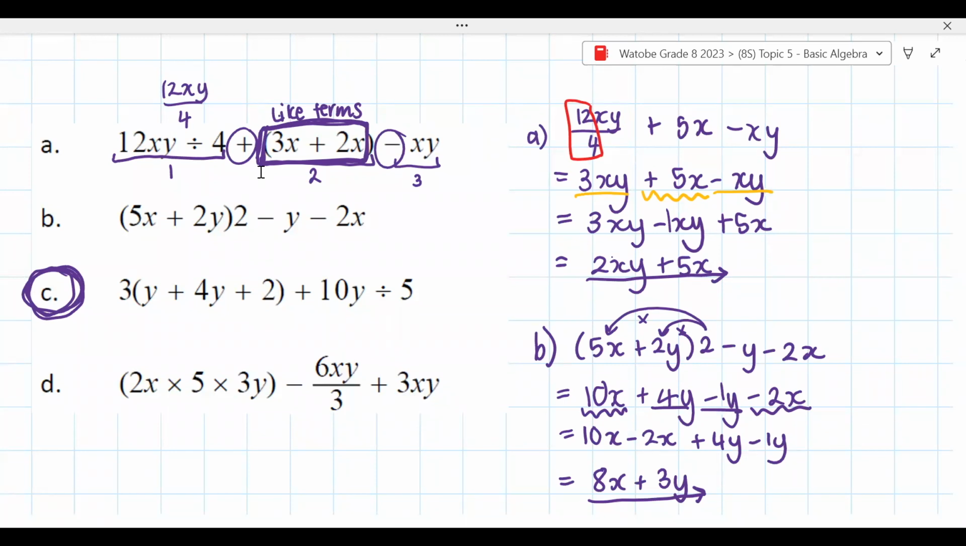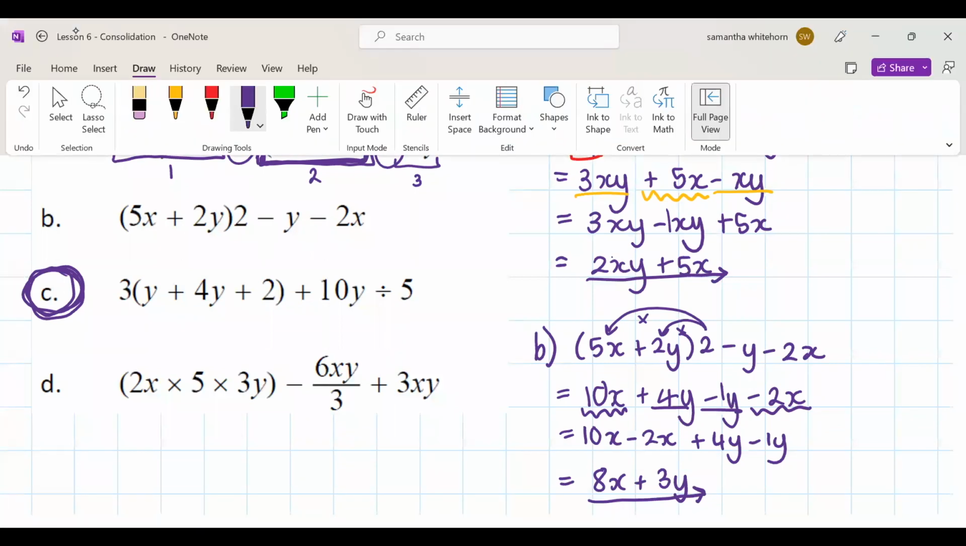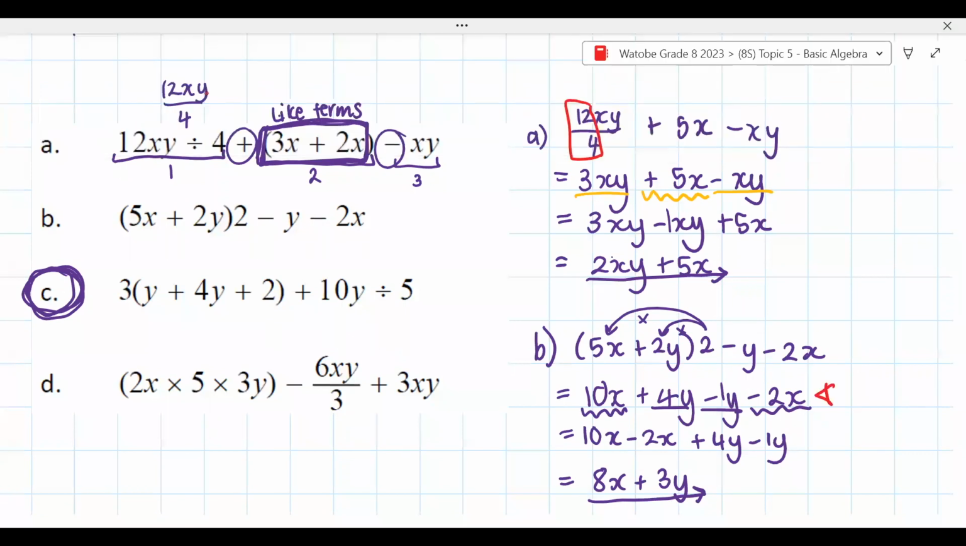Hi, ma'am. Ma'am, I don't understand how you got 8x plus 3y. Can you please explain to me? Okay. Do you understand the step where I got the 10x plus 4y minus 1y minus 2x?